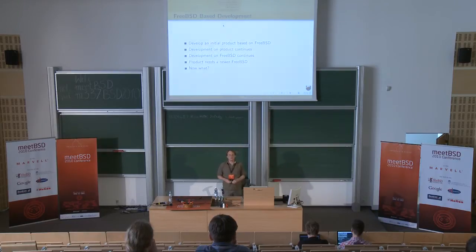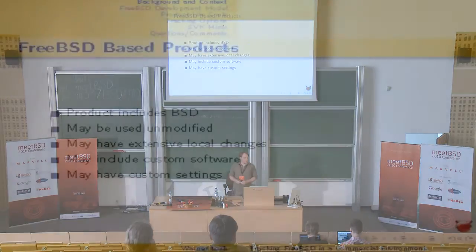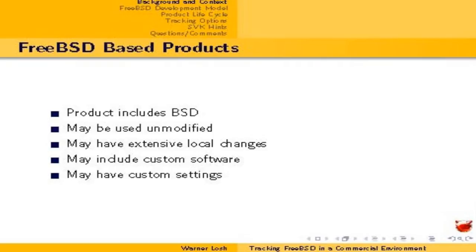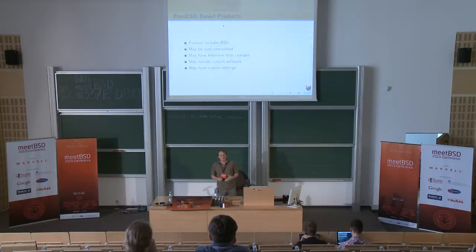To take advantage of new hardware, to take advantage of new features, maybe to fix some bugs that you've encountered. So what do you do? What you do may depend on how you're using FreeBSD in your product. There's a number of different ways to integrate BSD into the product. Sometimes you're able just to take the binaries from freebsd.org, install them, configure it, maybe add your custom software, and ship it. That's the easiest case because there's no changes. You don't have to track anything. When it comes time to do an upgrade, you just grab another version.